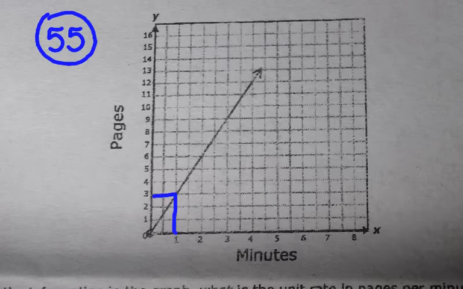Based on the information in the graph, what is the unit rate in pages per minute? Remember, per minute means 1 minute, so you're going to go where the x is 1. By looking at the graph, you can see when the x is 1, the y is 3. So your answer should be A, 3 pages per minute.